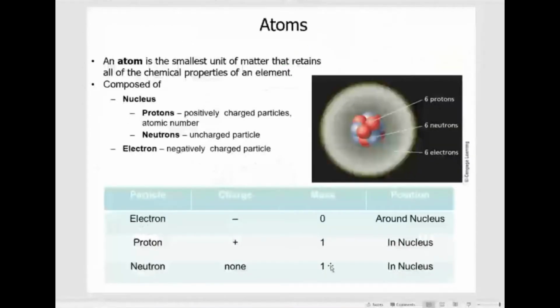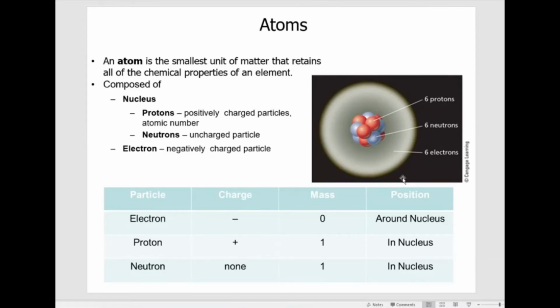Alright, now let's move on to atoms. Atoms are pretty important. They're the smallest unit of matter, the smallest building blocks. If you look more closely, there are smaller particles in atoms, but atoms are the unit that can retain all the chemical properties of an element. So we're just going to call it the most basic, smallest unit of matter.